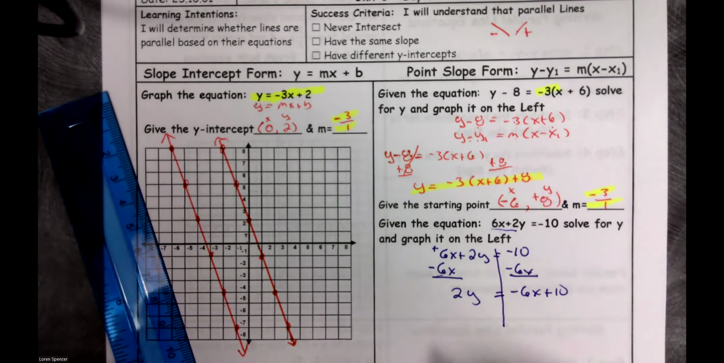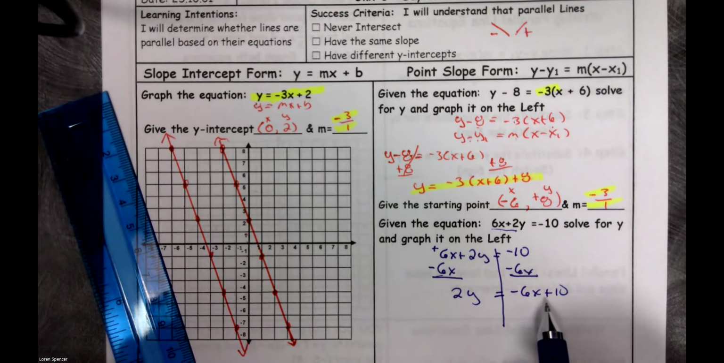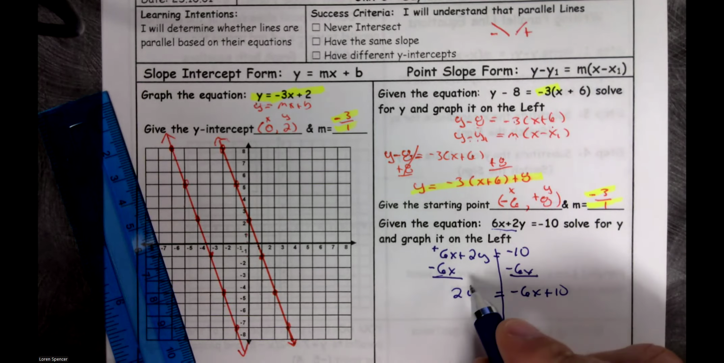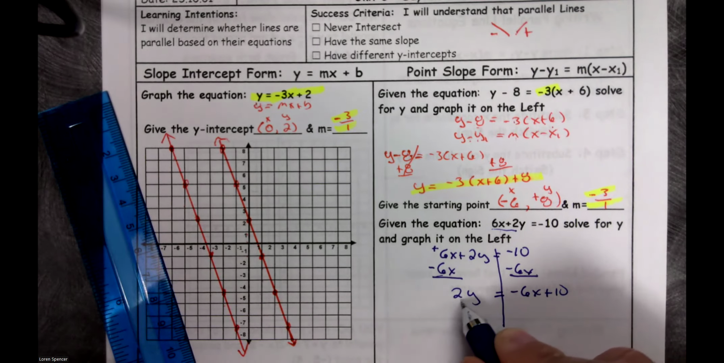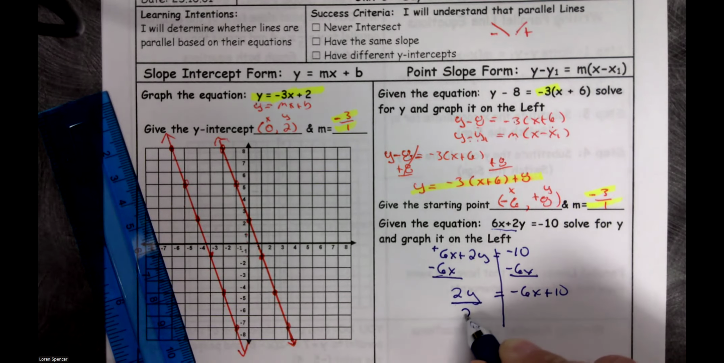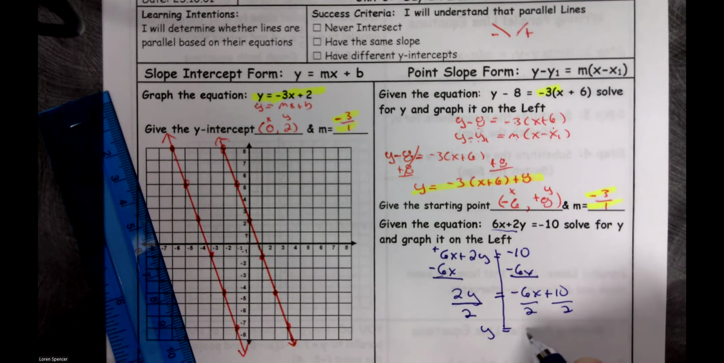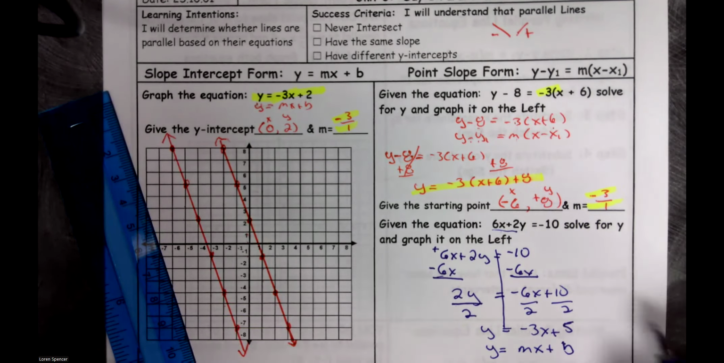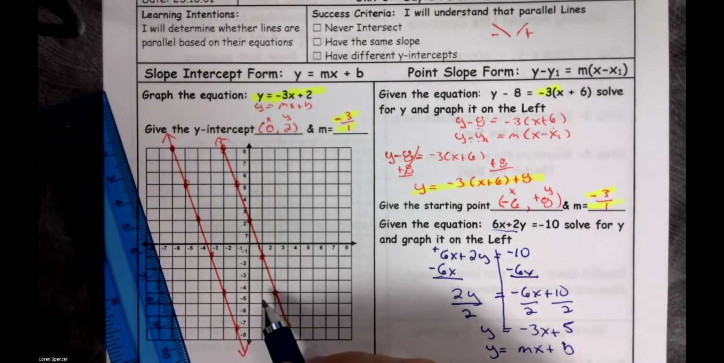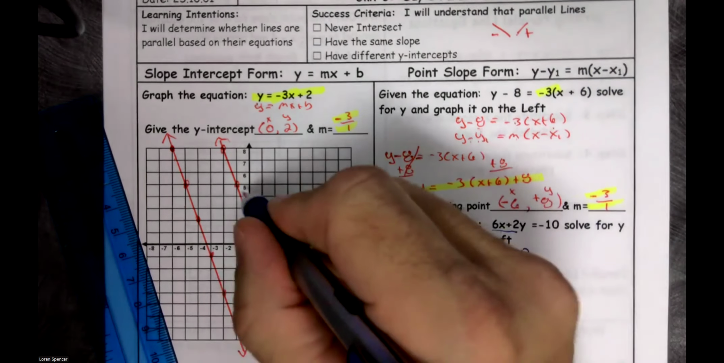These are not like terms. They cannot be combined. We cannot combine the x's with a constant. I need to separate this 2y, so I'm going to do that by division. And I get y equals negative 3x plus 5. Well, this is in slope-intercept form, y equals mx plus b, so we know that our y-intercept is at 5. So I'm going to go ahead and mark positive 5 on the graph.